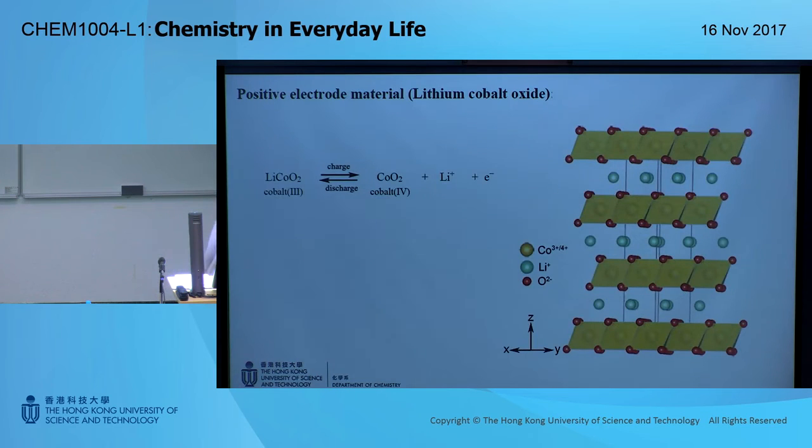The other material, for the positive electrode, is lithium cobalt oxide, and this is more like a ceramic material, like the porcelain that you have for your bowls or other ceramic materials.